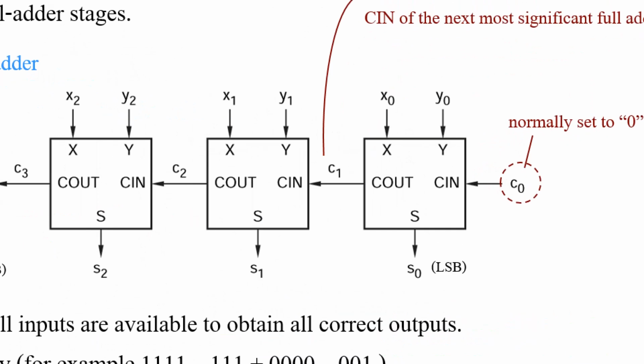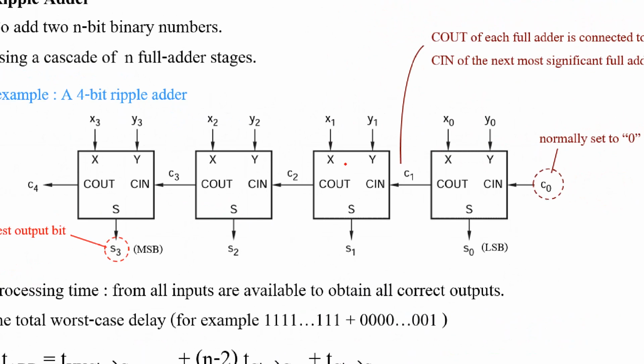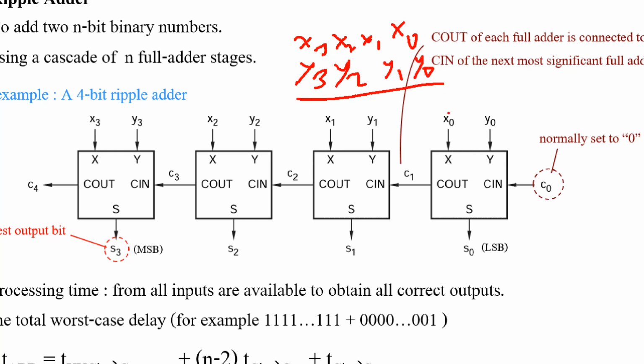For this one, you want to add data x3, x2, x1, x0 to y3, y2, y1, and y0, summed together. Your result is s3, s2, s1, s0 with a carry out for each digit.